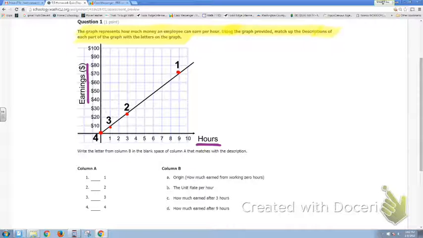So the line is representing a linear relationship, a proportional relationship, right? So if an employee gets paid $10 for working 1 hour, that should be proportional to the same employee working the same type of job getting paid $20 for 2 hours. So we would hope that that relationship is proportional.